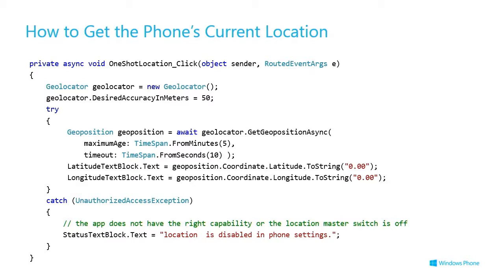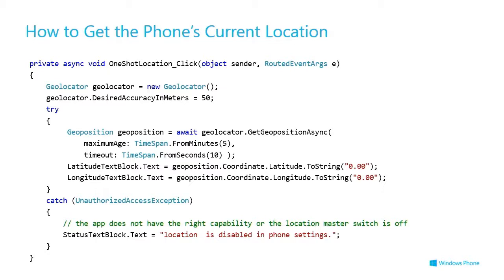The maximum age says if there's something in the cache, go and pull something out of there unless what's in the cache is already 5 minutes or older. So it will have to go and get a new value. So it will use a cached value if there's a more recent one than 5 minutes. And then the timeout is how long, if it decides it needs to get a new fix, how long are you going to wait to get a response back? So 10 seconds in this example. And then it will give you back a geoposition object which has a latitude and longitude in a geocoordinate object.